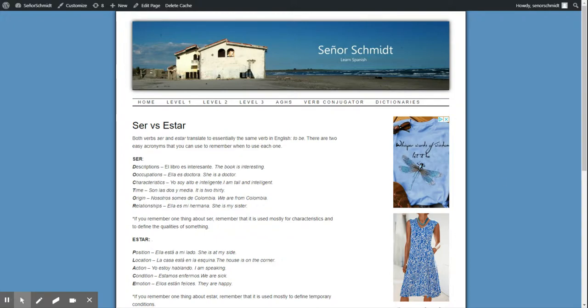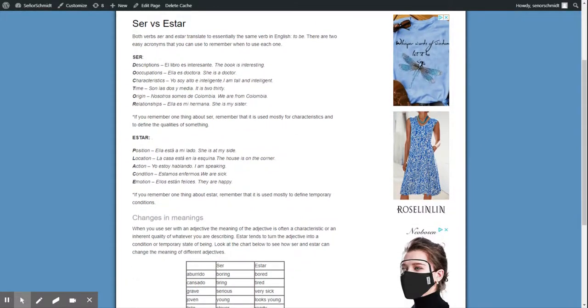And to do that, you can use these wonderful acronyms. So ser, if you remember the word doctor, then you can remember the different uses for ser. Overall, though, if you just remember ser is more for the defining characteristic of something, you'll be good to go. So if you look at it, descriptions. So el libro es interesante. The book is interesting. That is a characteristic. It's not going to change tomorrow.